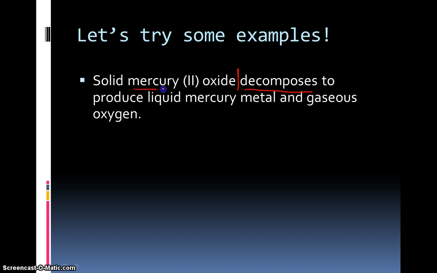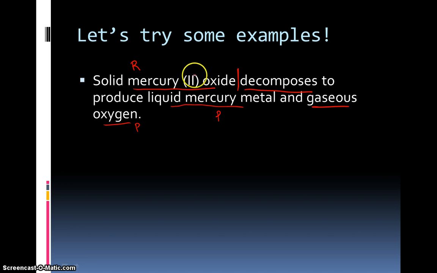So I like to underline my compounds and identify them as either a reactant or a product. So this mercury (II) oxide comes before the word decomposes, so this is going to be a reactant. Liquid mercury metal comes after the word decomposes, so it's going to be a product. And gaseous oxygen comes after the word decomposes, so it's going to be my other product. So we can go ahead and write the chemical reaction for this equation.